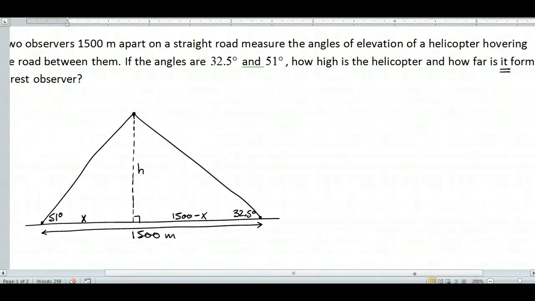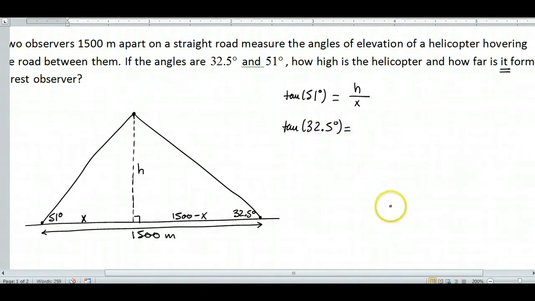Let's just write some equations. So what do we have here? I'm going to express that the tan of 51 degrees is h over x, and I'm also going to express that the tan of 32.5 degrees is h over 1500 minus x. Okay, and now I know what to do.